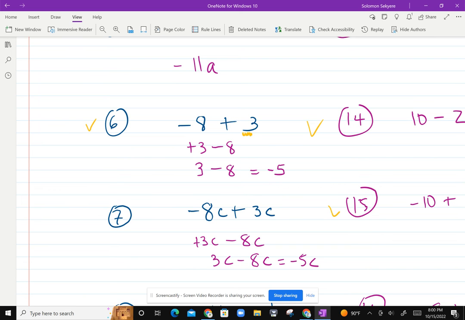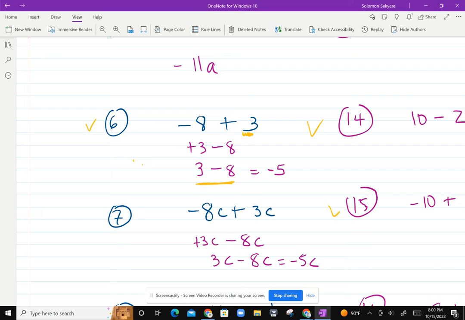I say write your positive first. So plus 3 minus 8, but we don't write plus 3, we just write 3. This is 3 minus 8. You know 8 minus 3 is 5, so 3 minus 8 is negative 5.